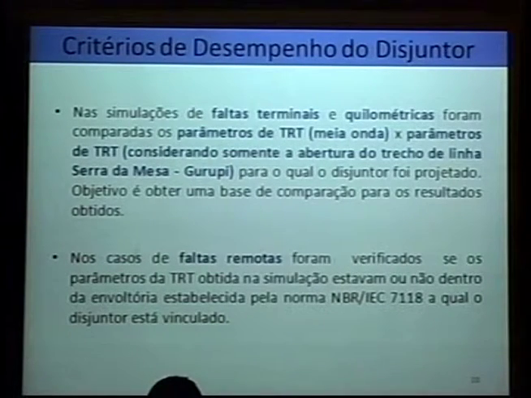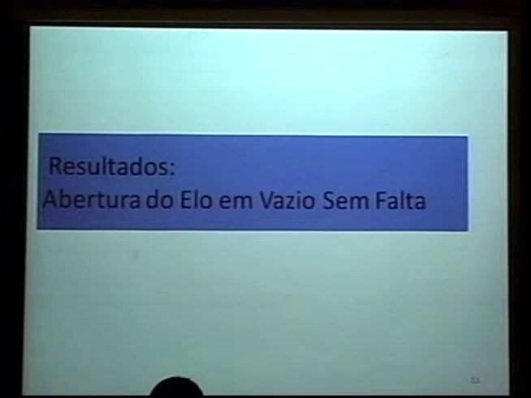So if the circuit breaker is open and the TRV parameters are smaller than the ones the circuit breaker was designed for, we can affirm that the circuit breaker opens the line under conditions of terminal and kilometric faults. For remote faults, we analyzed and verified if the parameters obtained during the TRV were or not within what was established by the standard for the circuit breaker.